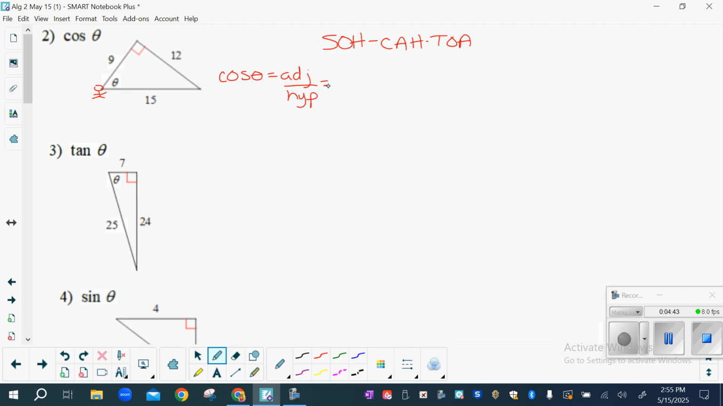So it's going to be 9 over the hypotenuse, which is, what's this group again? The longer side is 15. 15. Can we simplify 9 over 15? Yeah. What does it simplify to? 3/5. Divide both, and it's 3/5. So we want to simplify if we can.